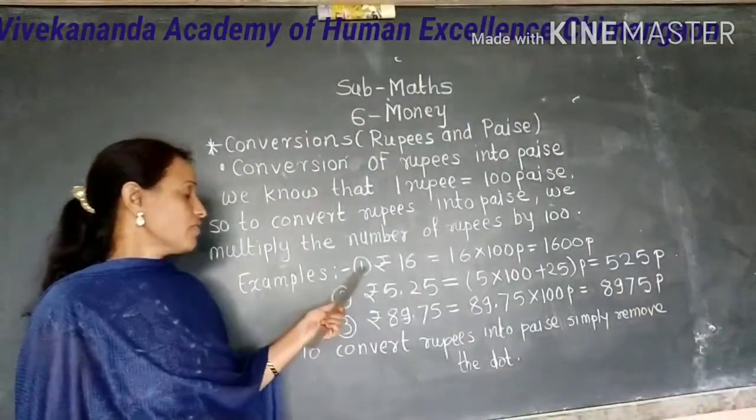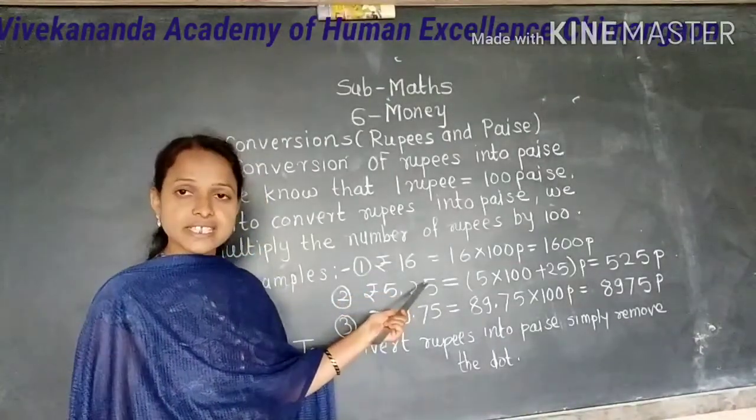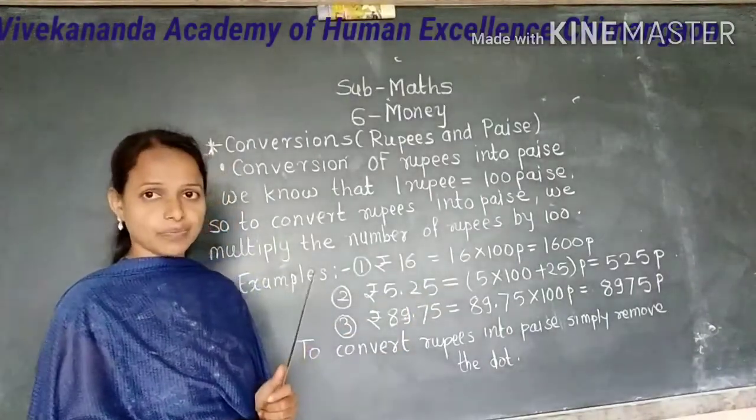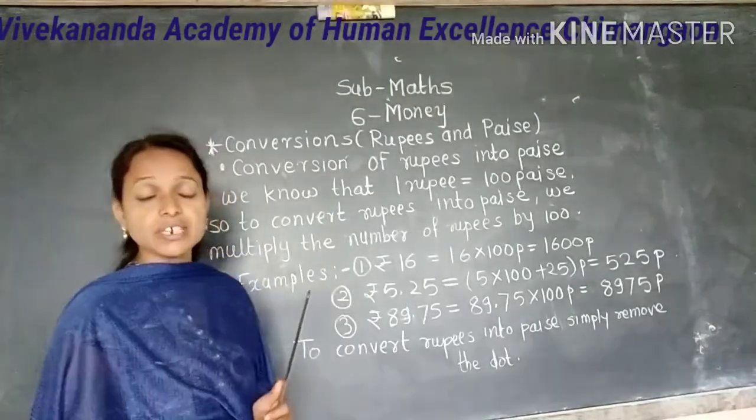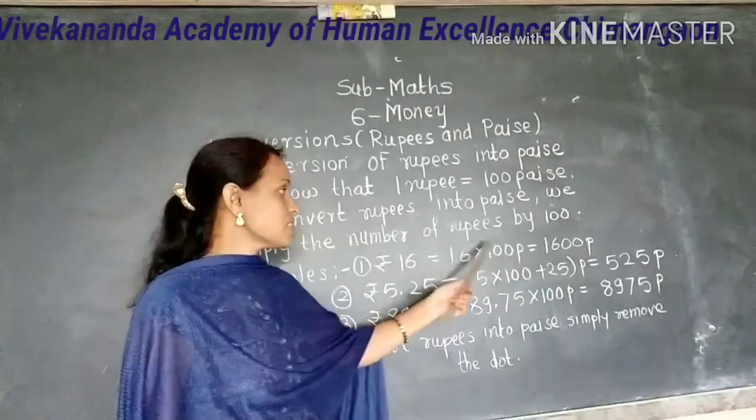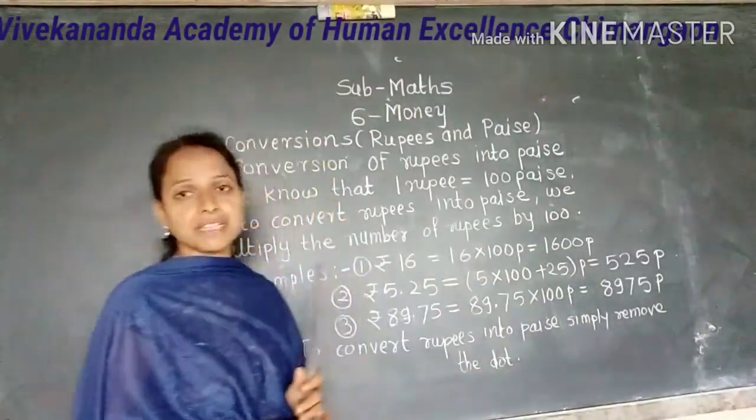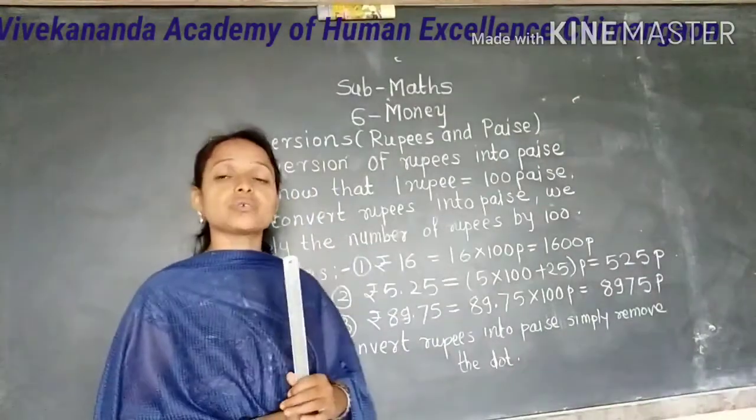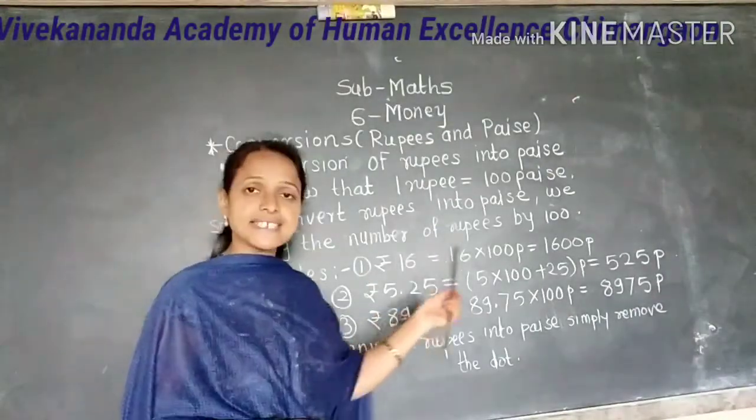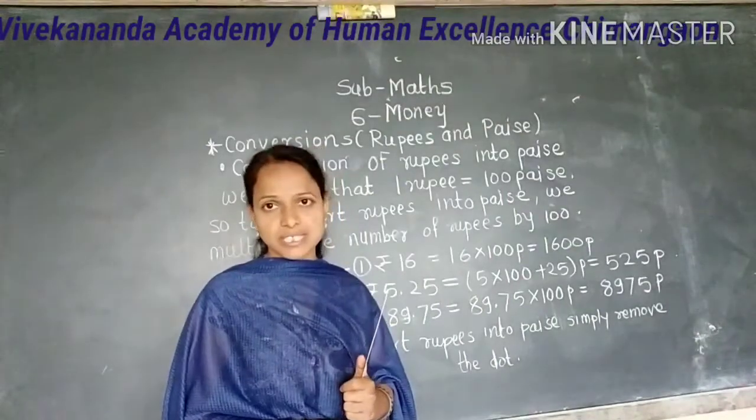Look here. First, 16 rupees. We have to convert these 16 rupees into paise. As we have just learned, we have to multiply by 100. The number is 16, so 16 multiplied by 100, we get 1600 paise. To convert rupees into paise, multiply by 100.